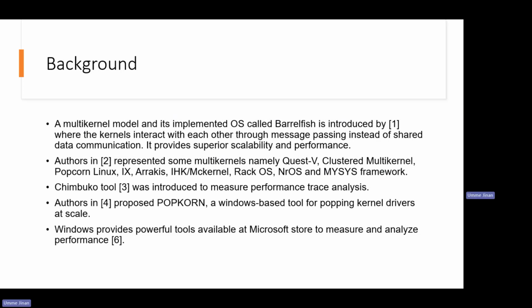The authors in two proposed a practical way to improve the challenges in new OS architecture and presented some of the existing multikernels called Quest V, Clustered Multikernel, Popcorn Linux, IX, IRAKIS, etc. And they also proposed a new multikernel called Mises Framework to bridge the current multikernel research gaps. Tools like Chimbuko were introduced to measure performance and stress analysis. The objective was to provide scalability of the multikernel OS through using this tool.